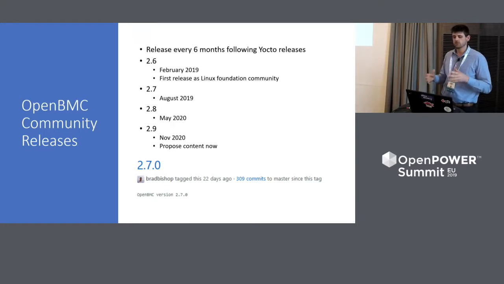The first release following this process was 2.6 in February of this year. The next release was 2.7 in August of this year. And the next will be 2.8 in May of 2020. We're skipping a Yocto release there. Yocto has a release in November that we felt was too soon for us to have a release around.